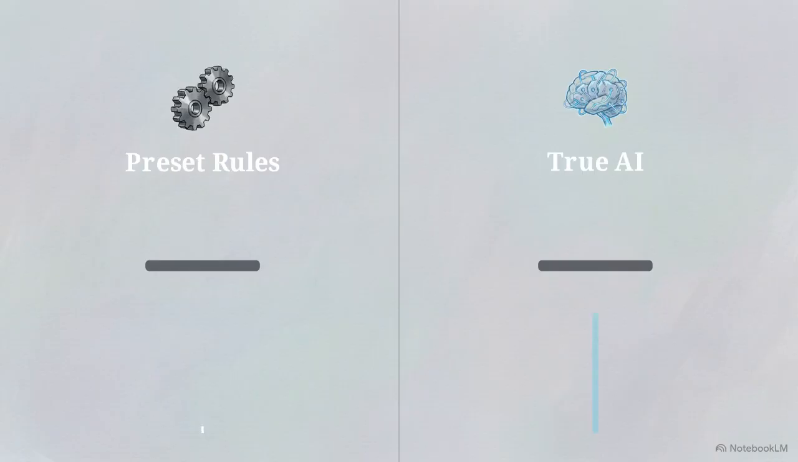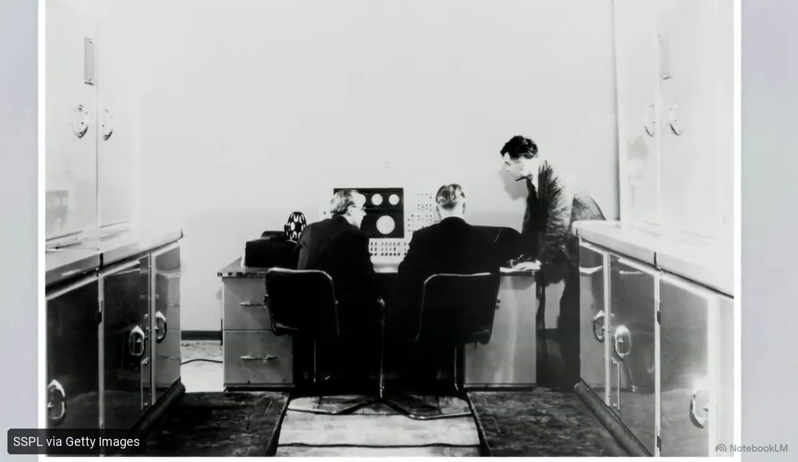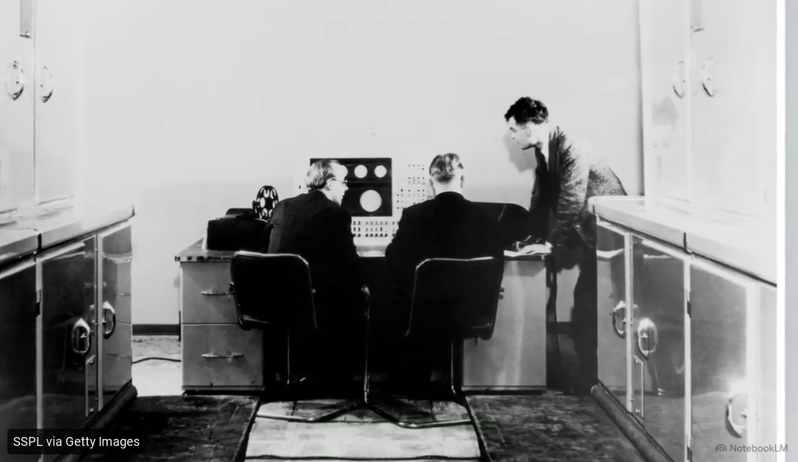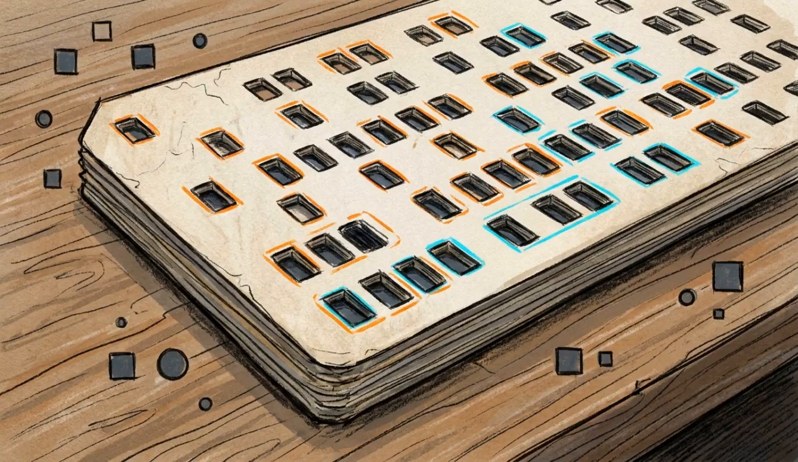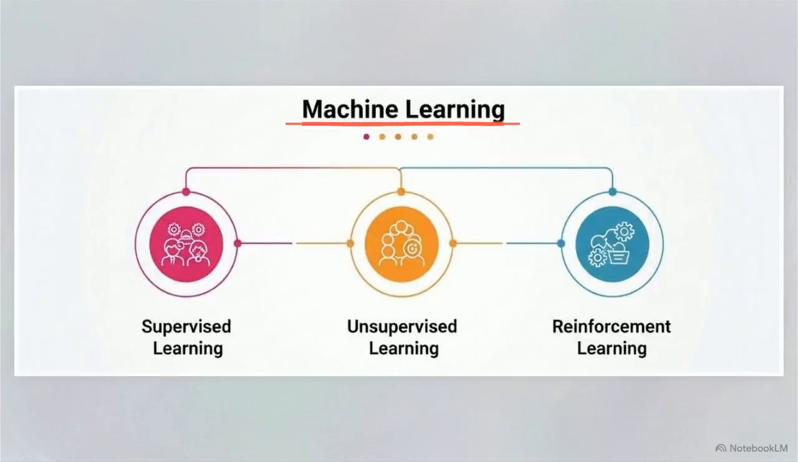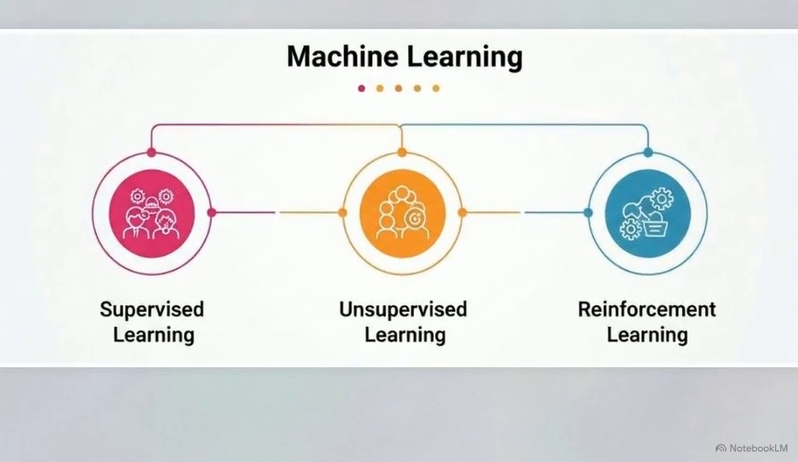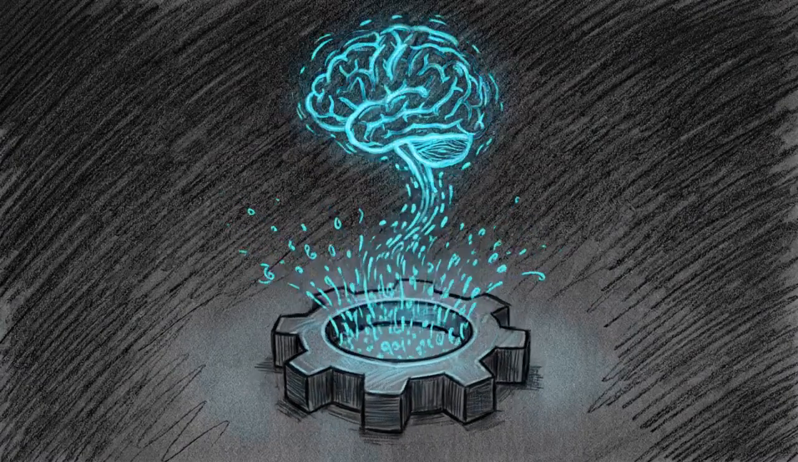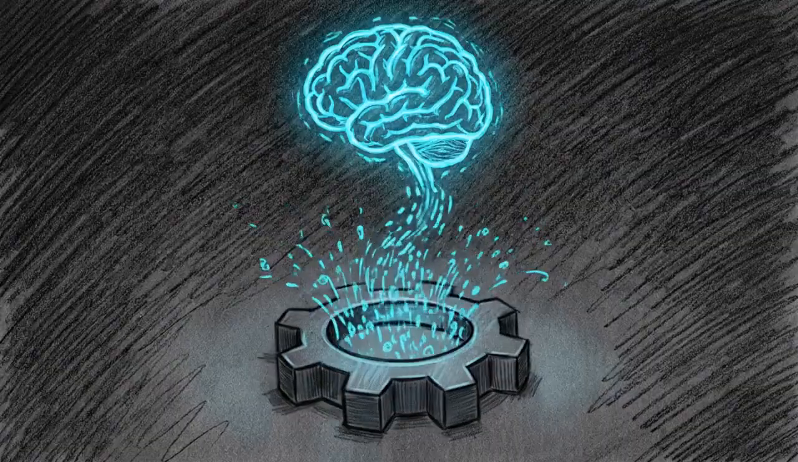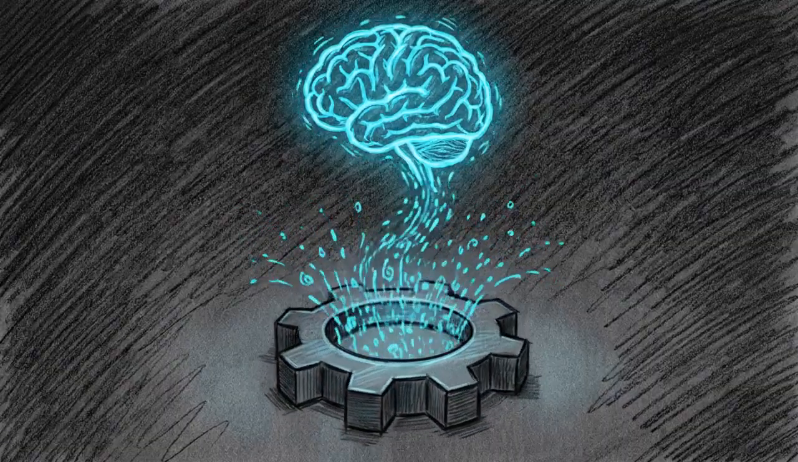True AI separates itself from preset rules because it has the ability to adapt to unpredictable situations. In the early days of computing, scientists operated mainframes that were restricted by strict, rigid programming. If a situation wasn't explicitly coded into the system, the machine couldn't process it. This diagram maps out machine learning, the modern engine driving AI today. Instead of relying on hard-coded instructions, these 3 approaches allow systems to learn by analyzing vast amounts of data. Shifting a machine's primary diet from fixed rules to raw data is the exact mechanism that transforms a simple, repeating tool into an intelligent system.